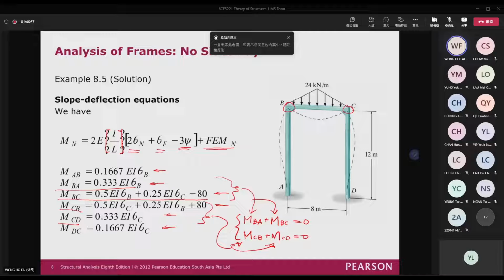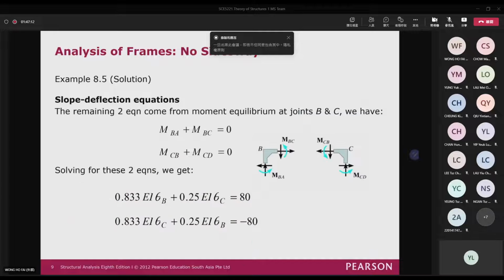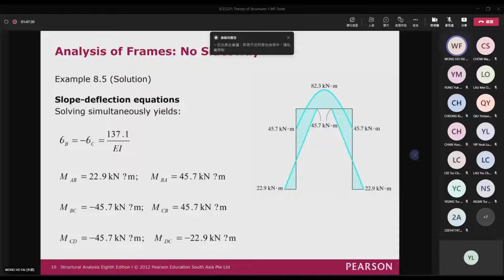And then you have 2 equations and 2 unknowns, and then you can solve for theta B and then for theta C. Then you can find the answer. So you use these 2 equations, and then you can have these 2. You can see that theta B, theta C, and theta B here. So you use these 2 equations to find the answer. And then after solving those 2 equations, you can find that theta B is equal to negative theta C, which is equal to 137.1 over EI.